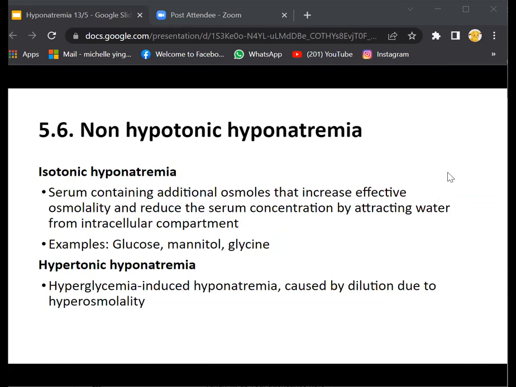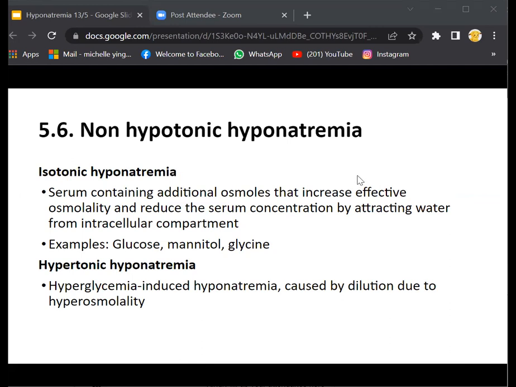Next will be the classifications of hyponatremia. Non-hypotonic hyponatremia is divided into isotonic and hypertonic hyponatremia. This is based on the European guideline on hyponatremia.